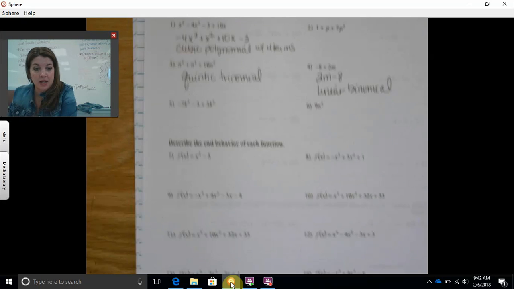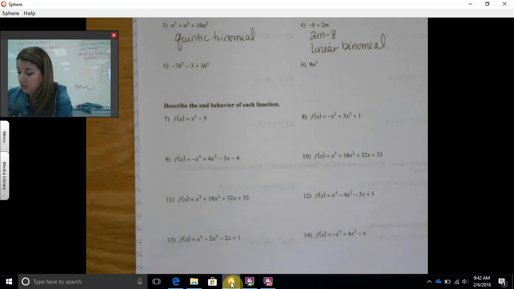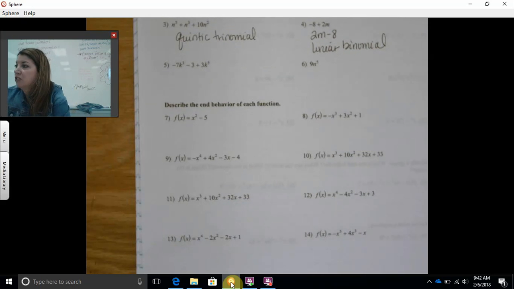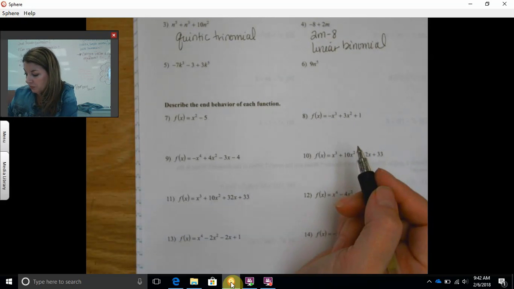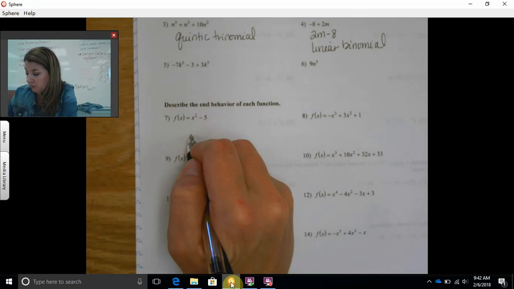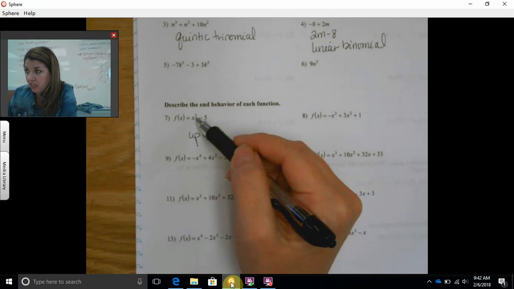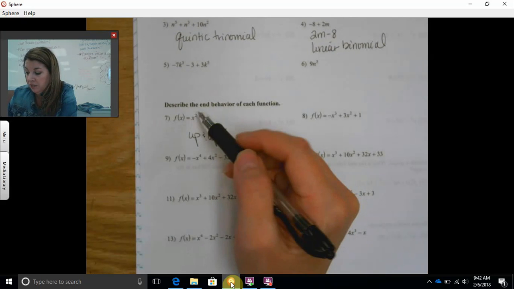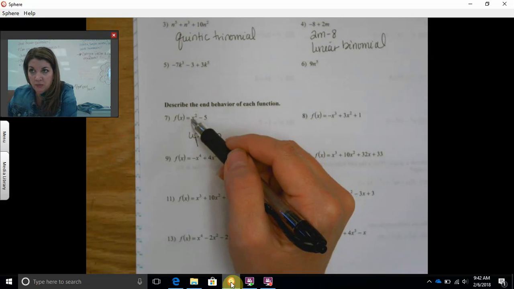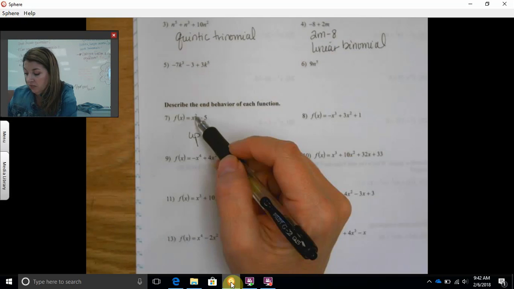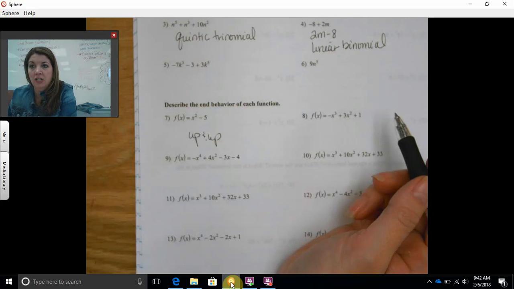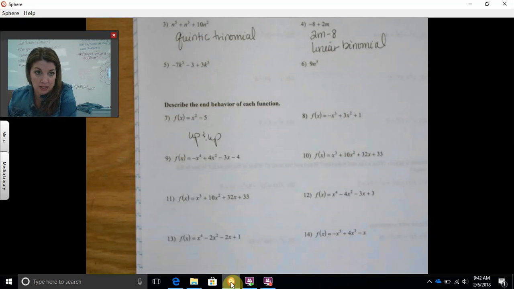Alright, and the second group, 7 through 14, describe end behavior of the function. Make sure it's in standard form before you describe the end behavior. Number 7, what's your end behavior going to be? Up and up. Remember, if your exponent's even, it's either up, up or down, down. If it's even and your leading coefficient's positive, which in this case it is, it's up and up. If it's even and your leading coefficient's negative, it's down and down. If you don't know how to do that yet, you need to go back and look at the notes. You have to memorize that, okay?